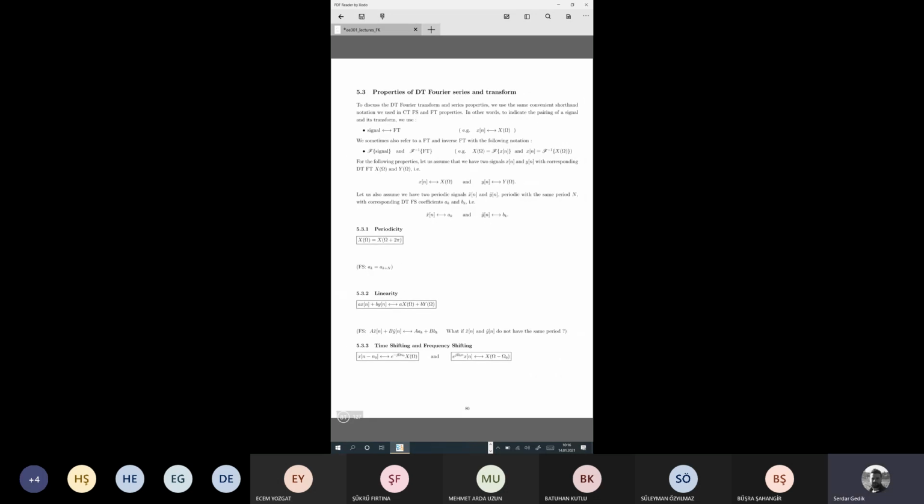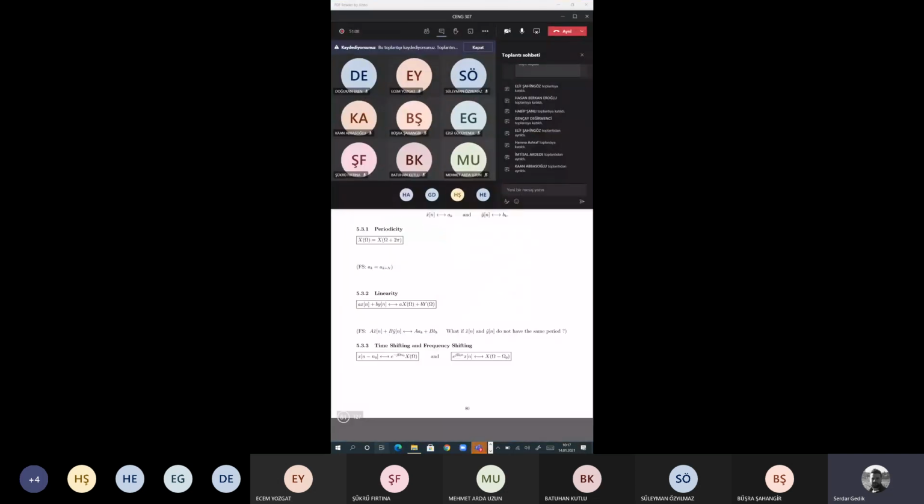Well, we will stop here at properties, and next week is our last week. So next week I will continue with the properties of the discrete time Fourier transform.